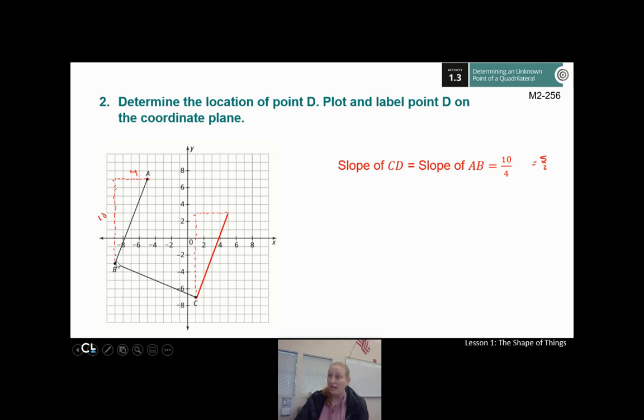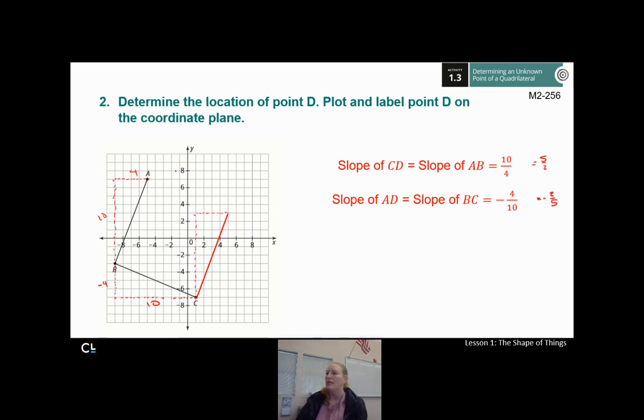Now let's do the other side. So the slope of BC should be the same as the slope of AD. So let's take a look at the slope of BC. It looks like to get from B to C, I have to go down 4. So that's a -4, right? I had to go down 4, and then over 10. So it looks like the slope of BC, which is the same as the slope of AD, is -4 over 10. And again, I know if you really wanted to simplify, you could say it's -2 over 5. But for purposes of making it easier to graph, I'm going to leave it like this.